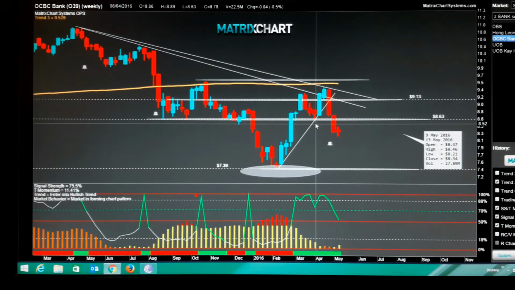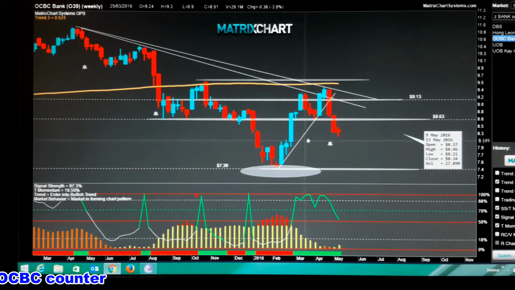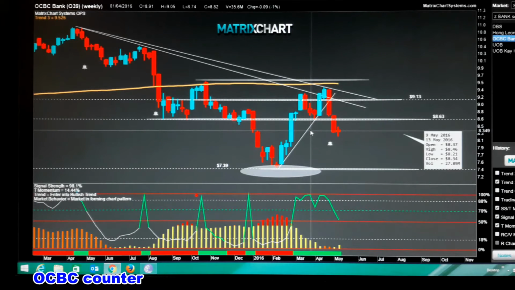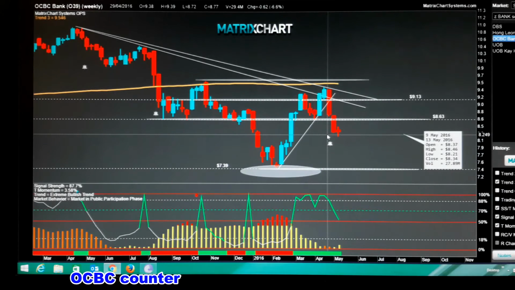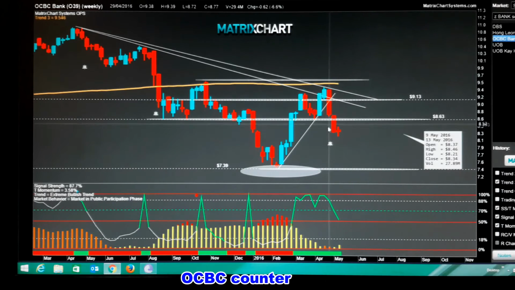This is OCBC, stock code O39. This week we have a closing bearish spinning top candlestick right over here. In the past 2 weeks we have an extreme bearish engulfing and broken the horizontal line 9.13 as well as the diagonal line. After which we have convincingly broken another horizontal line, 8.63, with an extreme bearish Marubozu.